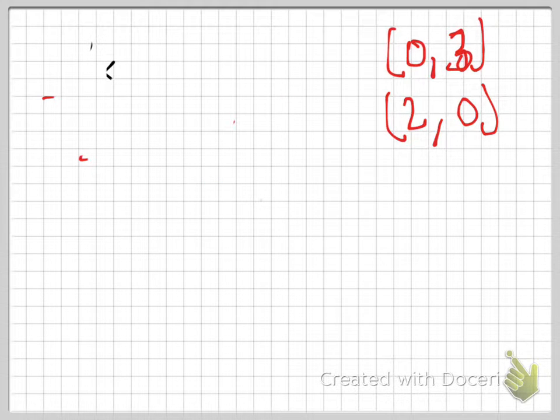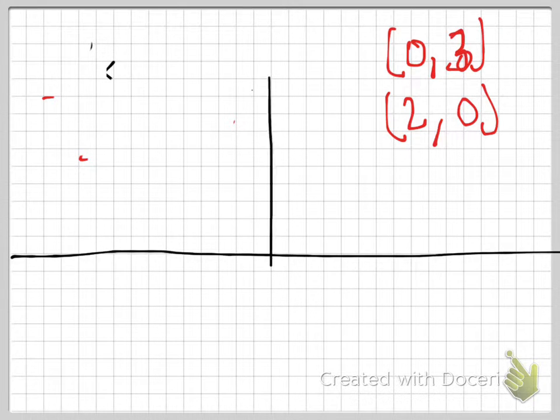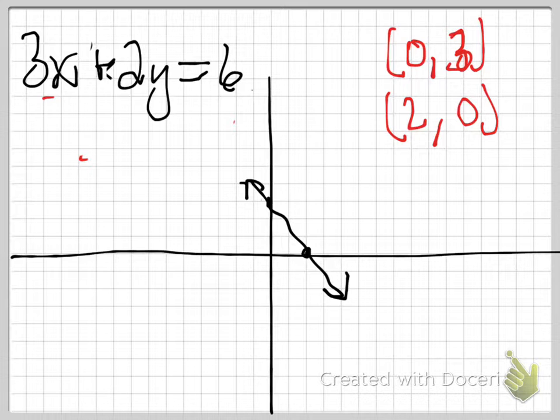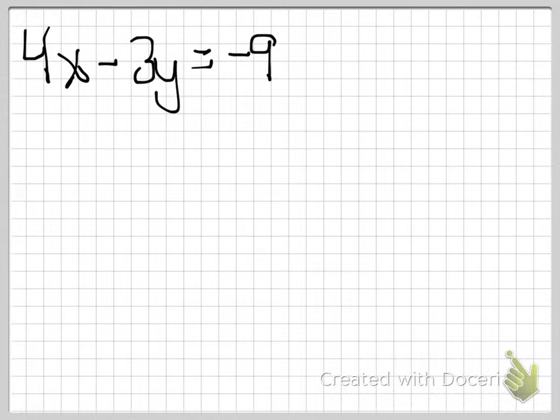So now I'm going to graph this. I'm going to make an x and y coordinate. First dot is 0, 3, so 1, 2, 3. Second dot is 2, 0. And literally, there's my line. So I just graphed this line in standard form by covering it up. So I covered up the x, I solved for y. I covered up the y, I solved for x. Okay, let me show you another one.